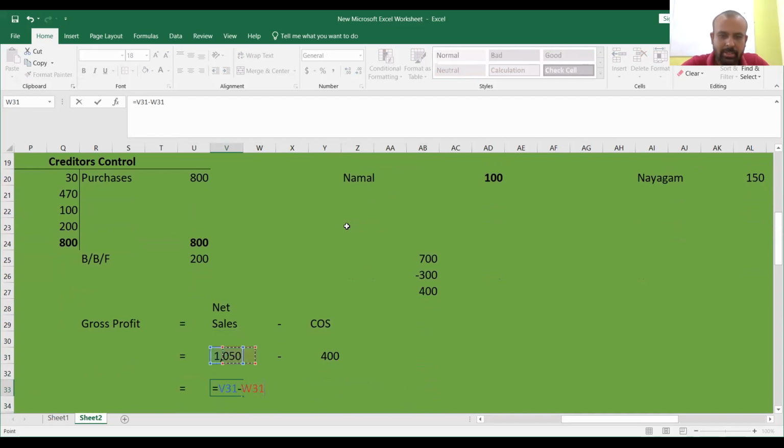1,050,000 minus 400. Gross profit is how much? Rupees 650,000. Sales minus cost of sales. You can see how you applied the matching concept, where 400 stocks you sold for 1,050,000.